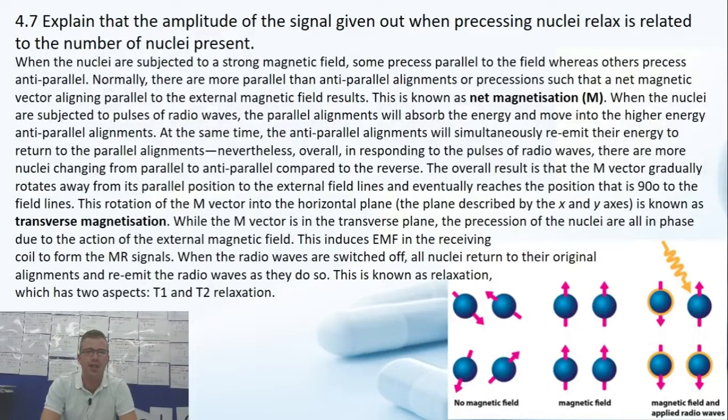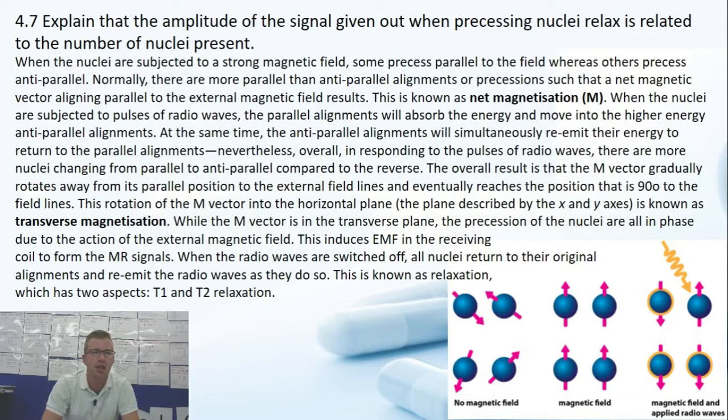4.7. Explain that the amplitude of the signals given out when processing nuclei relax is related to the number of nuclei present. When the nuclei are subjected to a strong magnetic field, some precess parallel to the field, whereas others precess anti-parallel. So normally there are more parallel than anti-parallel alignments, such that a net magnetic vector aligning parallel to the external magnetic field results. We've discussed that several times in my previous videos. So this is known as net magnetization.